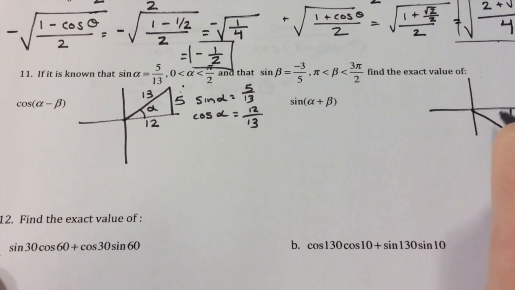Our beta angle is in the fourth quadrant. Sorry. Oh, be careful, Mr. Swenson.